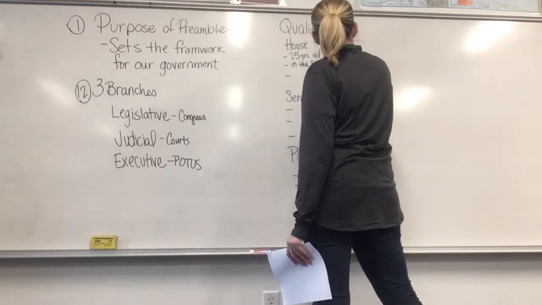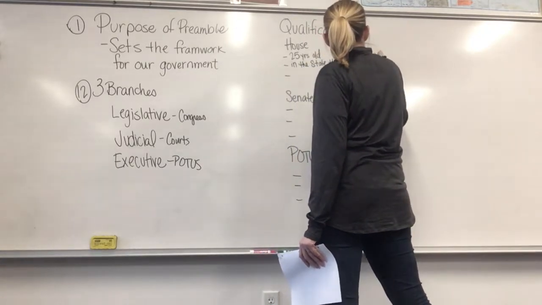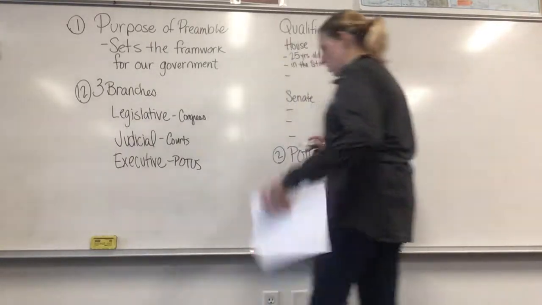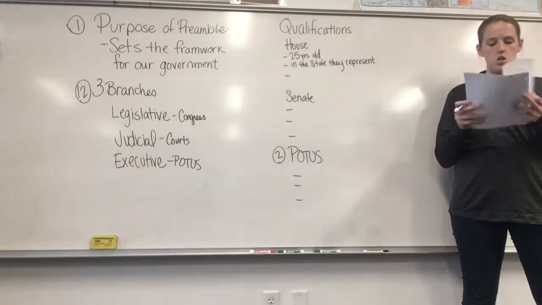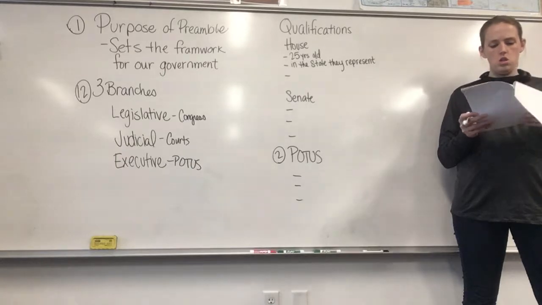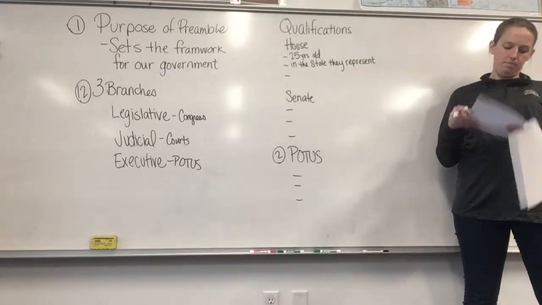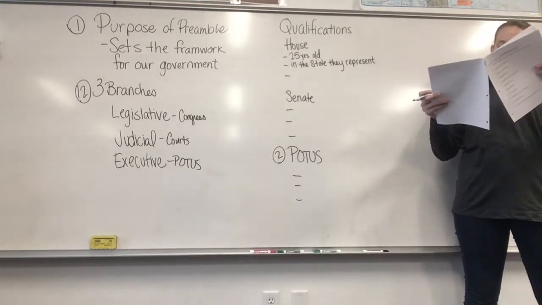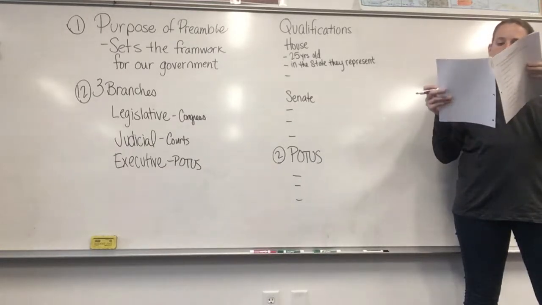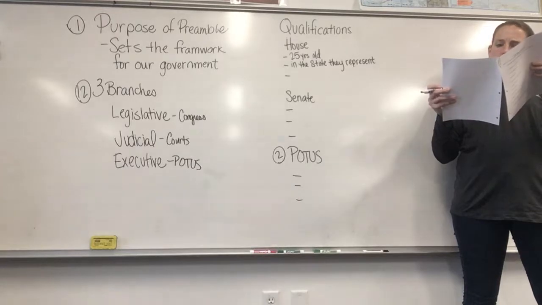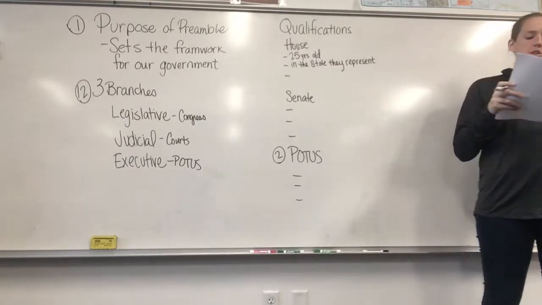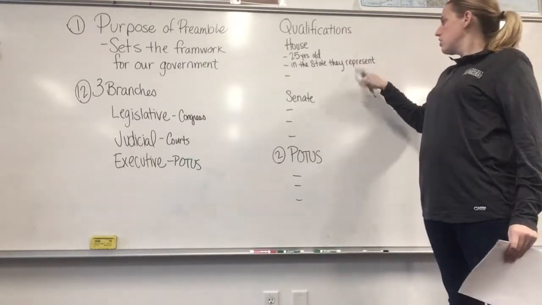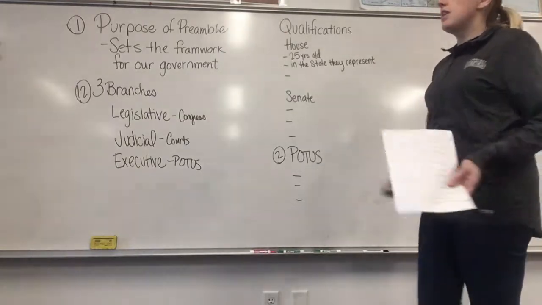The qualifications for president is number 2, so POTUS is 2. The terms are on here too, but let's finish qualifications first. So to be a representative, you have to be at least 25, you have to live in the state you represent, and you have to have lived in the U.S. for the last 7 years.